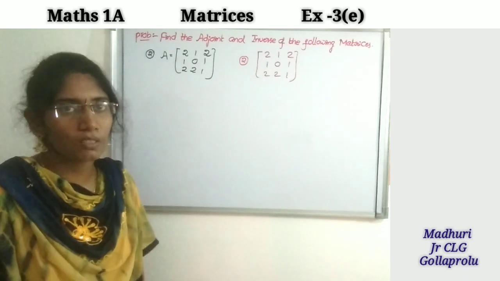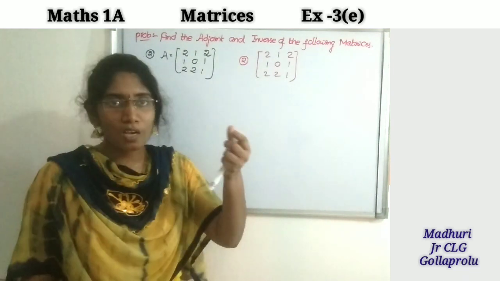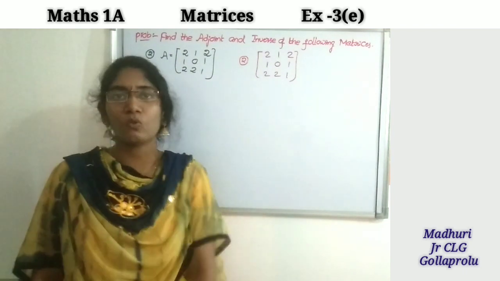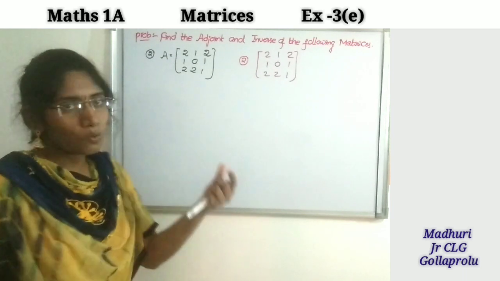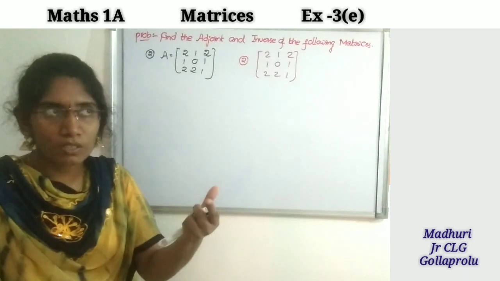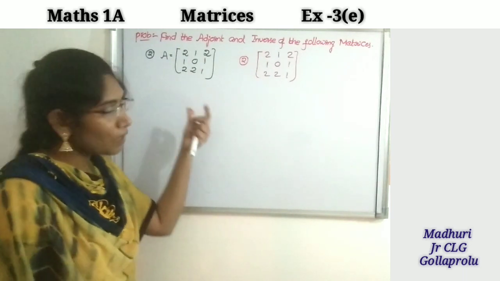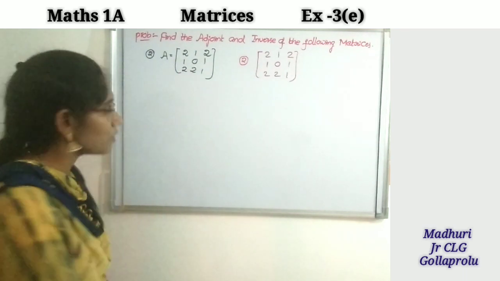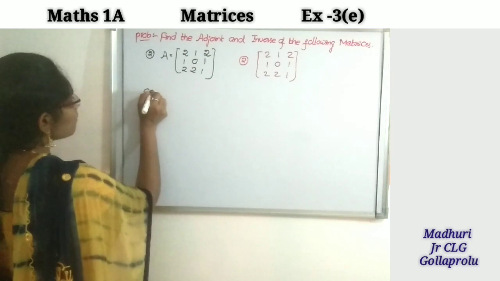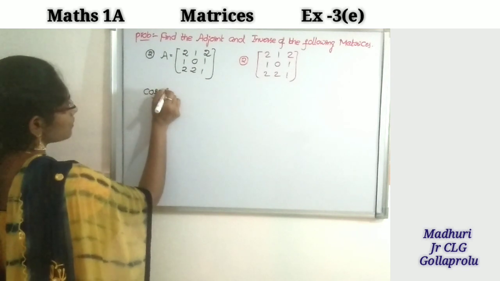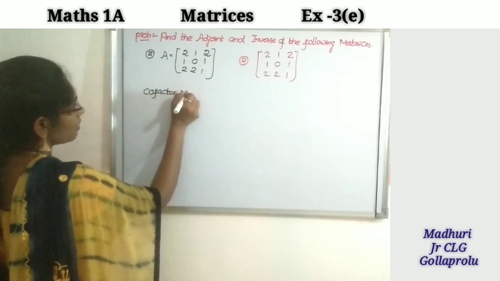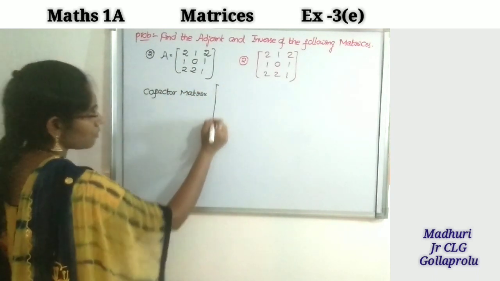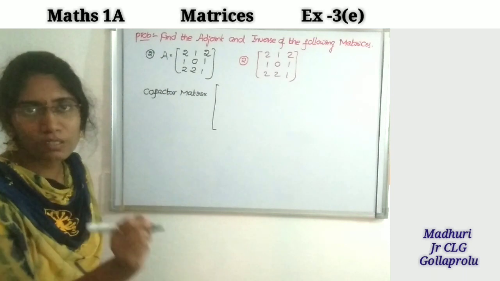What is the cofactor matrix? Here, cofactor matrix means we have to replace each element of the given matrix with its corresponding cofactor. To find the cofactor matrix, we have one shortcut formula. Now I am telling that. Okay, listen all of you. So first I am finding the cofactor matrix. This is the formula for taking the cofactor matrix. All of you listen carefully.